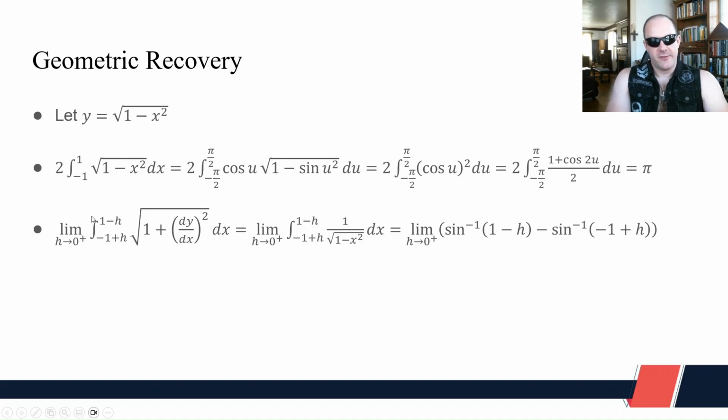And so this is the arc length from positive 1 to negative 1. And so that's going to give you the arc length of the top half of the unit circle, which is exactly pi, which is what we wanted. So pi indeed does have the geometric significance that it had previously.